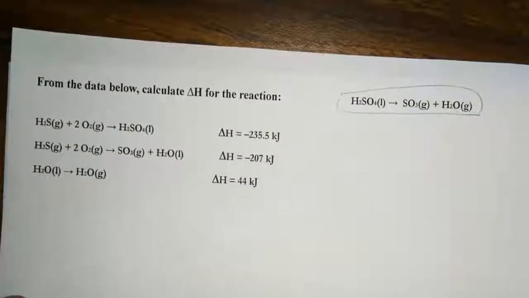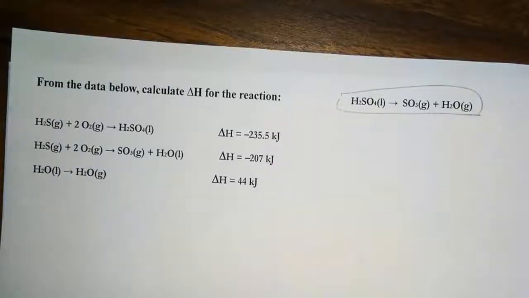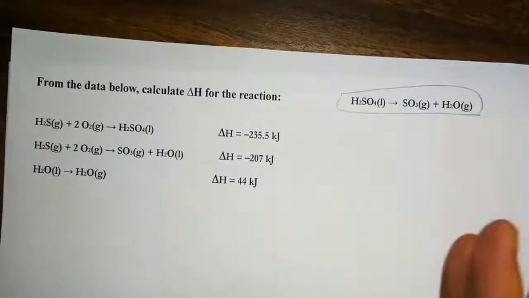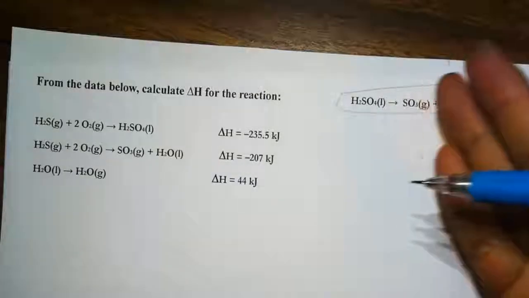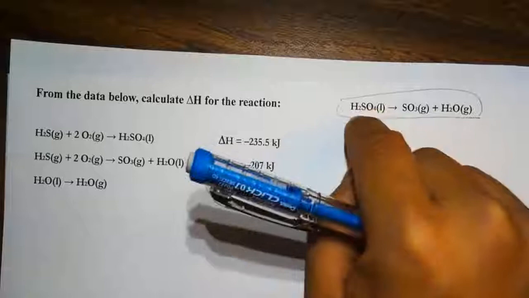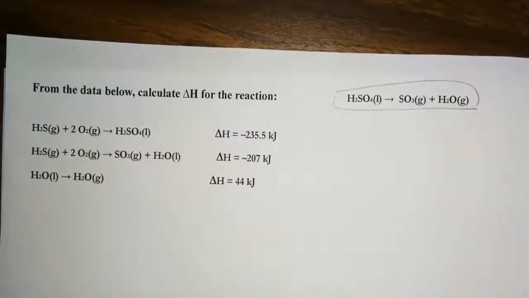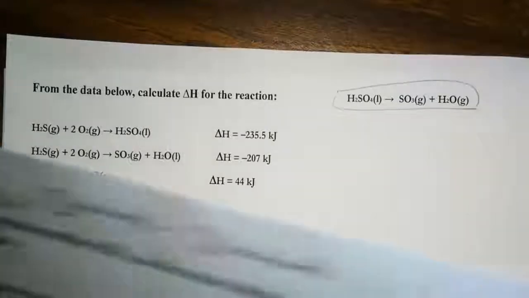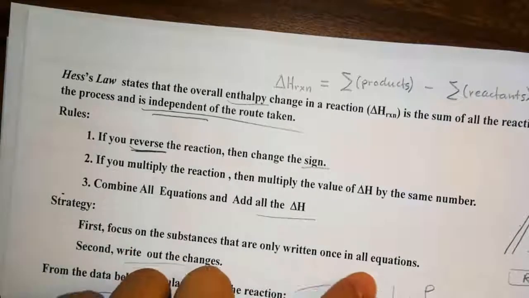Based on Hess's law, it is independent of the path, okay? But the overall change will always be the sum of products minus the sum of reactants. Of course, if we had the table, we could solve that directly by looking up each one of those, but we don't, and we are given an alternative. In this case, we go back to the rule and use the same strategy: focus on the substances that are written only once.